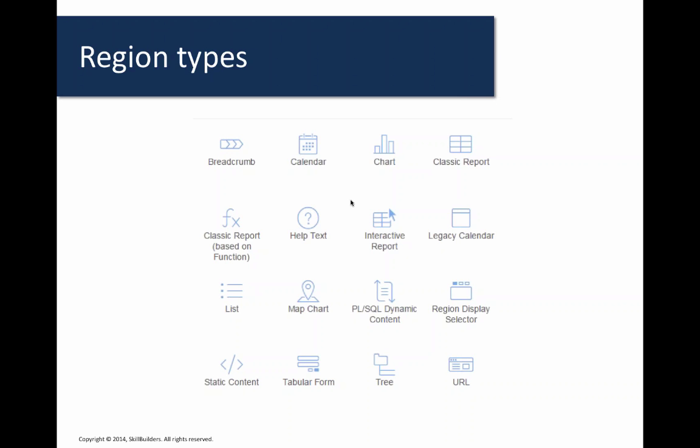You can have regions that select other regions, for example, if we're using tabs or accordions. You can have static content, so nothing special. We have tabular forms, trees, and the result of a URL.